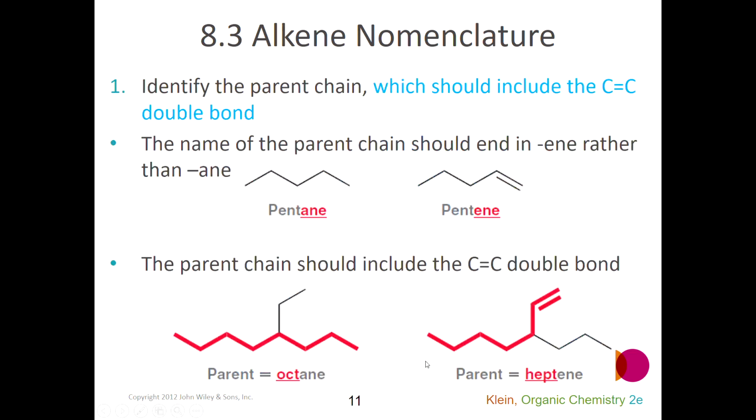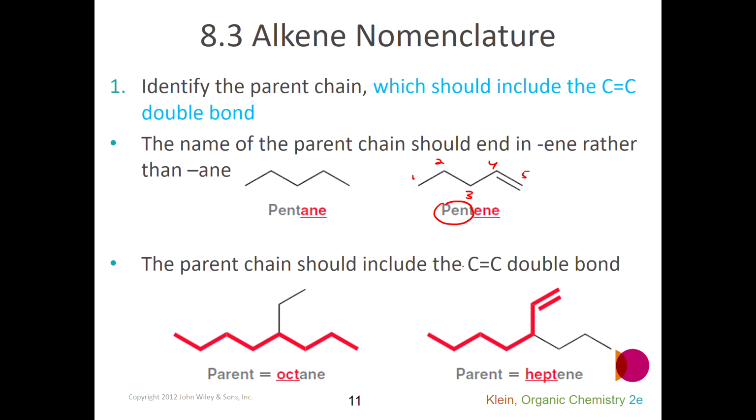So let's look at some examples on how to do that. If I have a double bond here, I still have 5 total carbons in my parent, so it's still pent. And if I have a double bond there, I change the suffix to ene, so it's pentene instead of pentane.